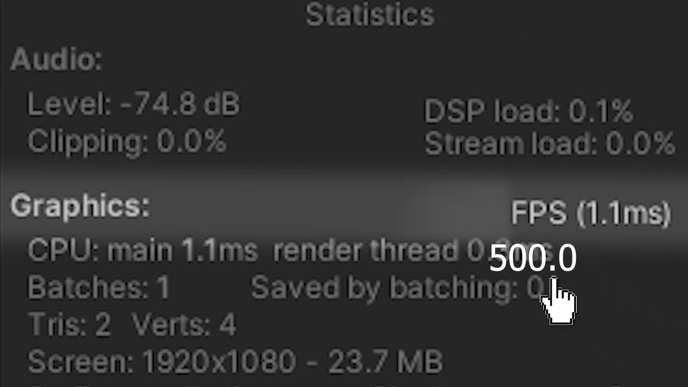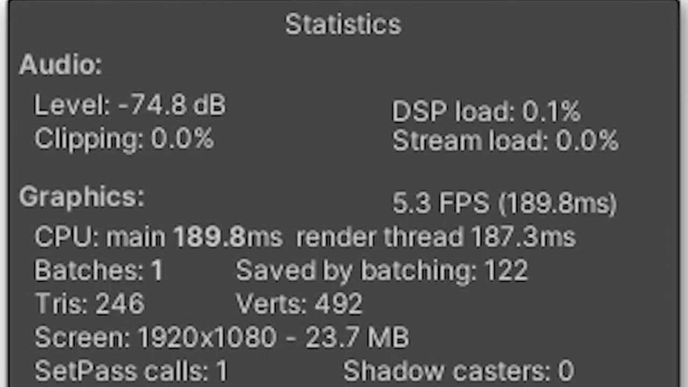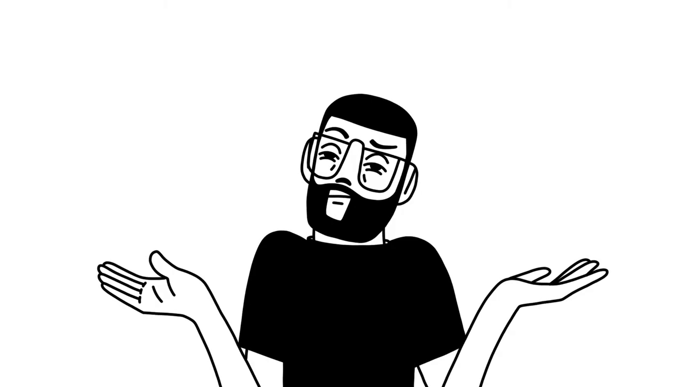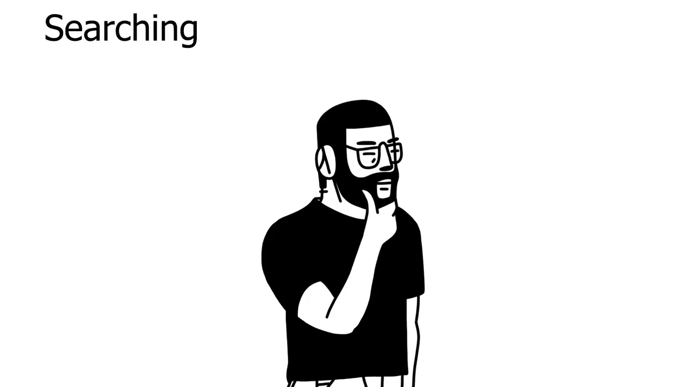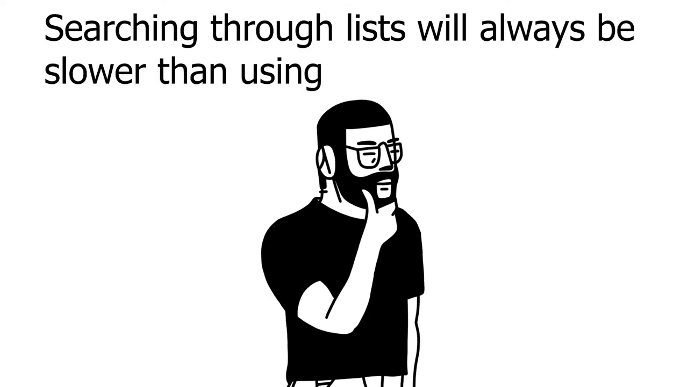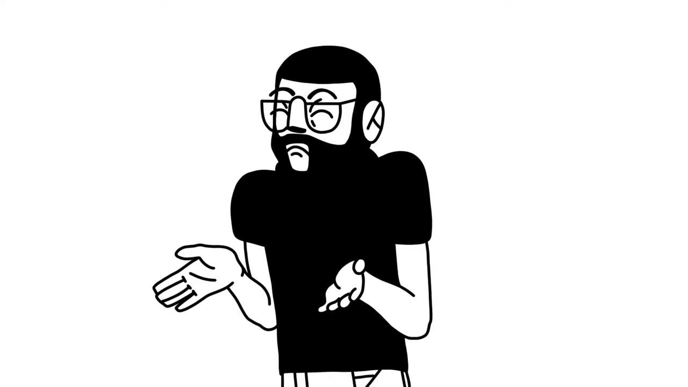For a single glider, I can manage close to 500 frames a second, but about 500 generations into an acorn, I can only squeeze out a piddly 3 frames a second. There are a bunch of different ways this could have been done, and there are tons of optimization things that could have been done as well, but I felt as though at this stage, searching through lists will always be slower than using indexers and arrays. So consider this script kind of like a rough draft. If you found a way to make this script better, let me know in the comments below.